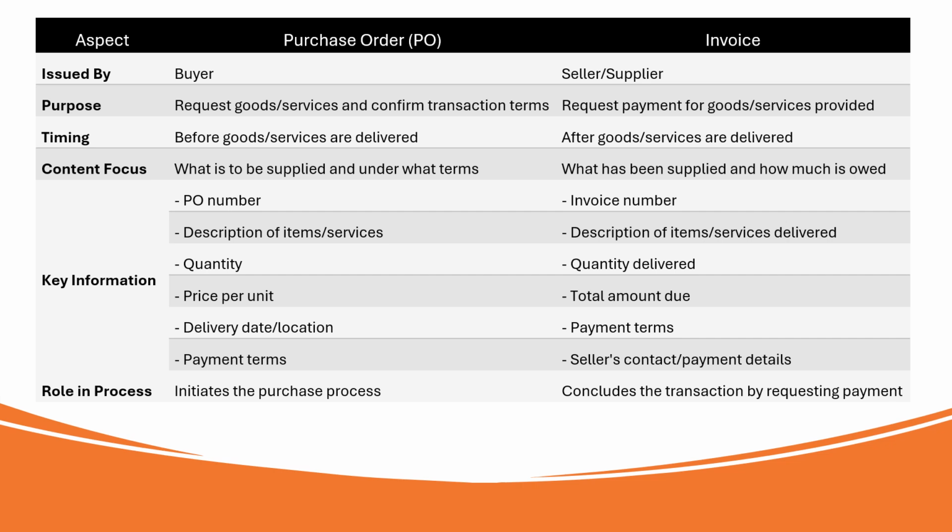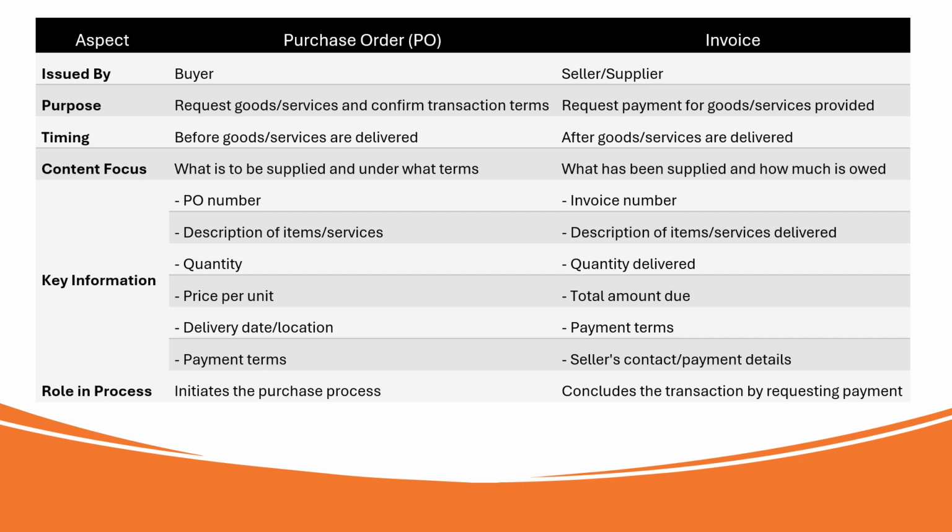And the invoice will be supplied based on how much they have delivered. So the key information we can say: PO number, description of items and services, quantity of the goods, price per unit, total price, delivery date and location, payment terms. Invoice: from the invoice side, they will update the invoice number, description of items, services delivered, quantity delivered, total amount due, payment terms, seller's contact, payment details. So these are the key information followed by the purchase order and invoice departments.